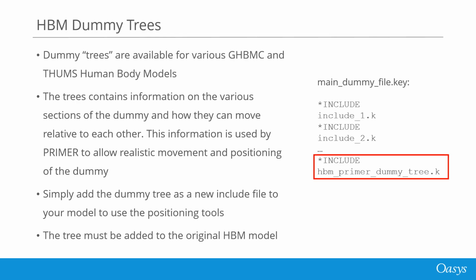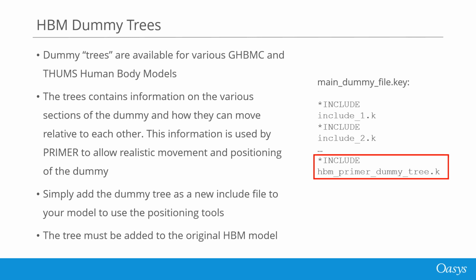So, dummy trees are now available for various GHBMC and THUMS human body models. As mentioned on previous slides, the trees contain information on the various sections of the dummy and how they can move relative to each other. And this information is used by Primer to allow realistic movement and positioning of the dummy. You simply add the dummy tree as a new include file to your model to use the positioning tools within Primer.